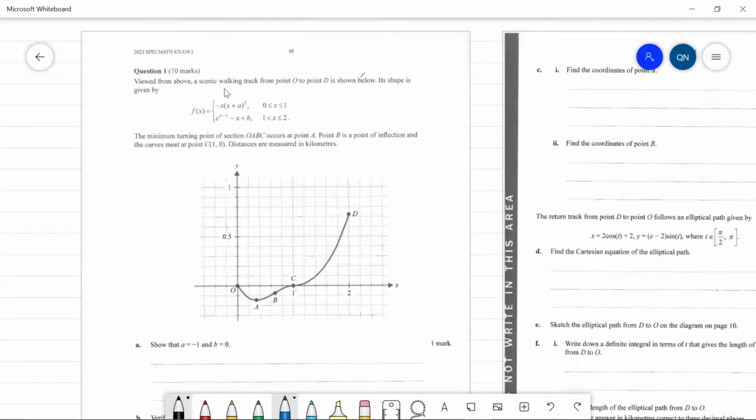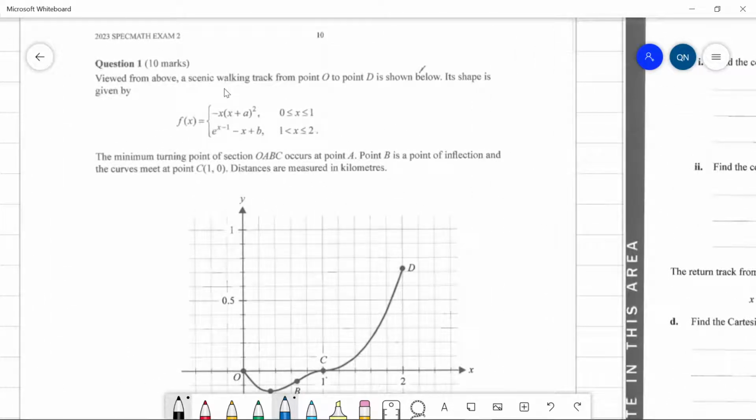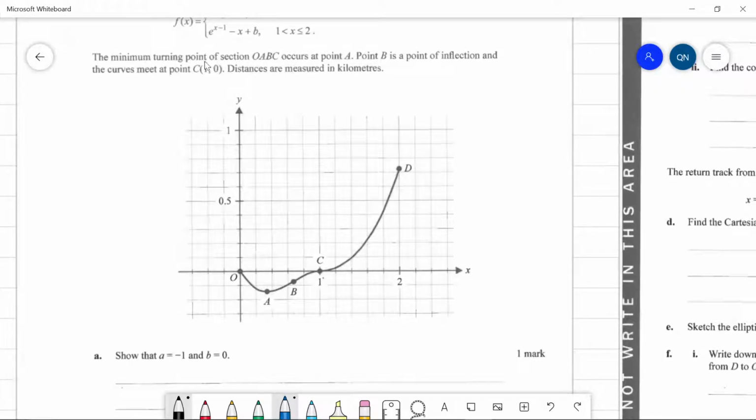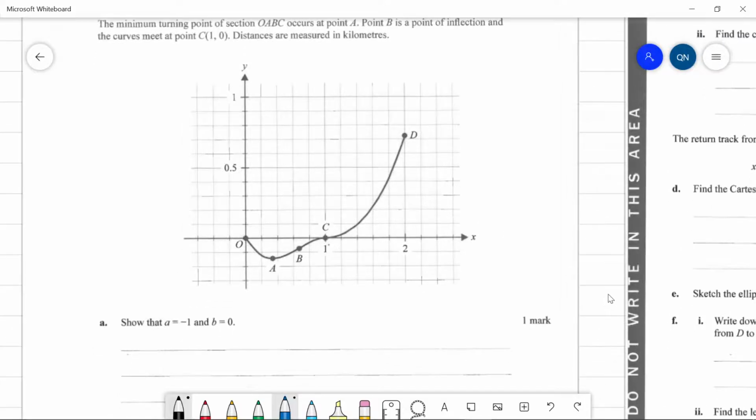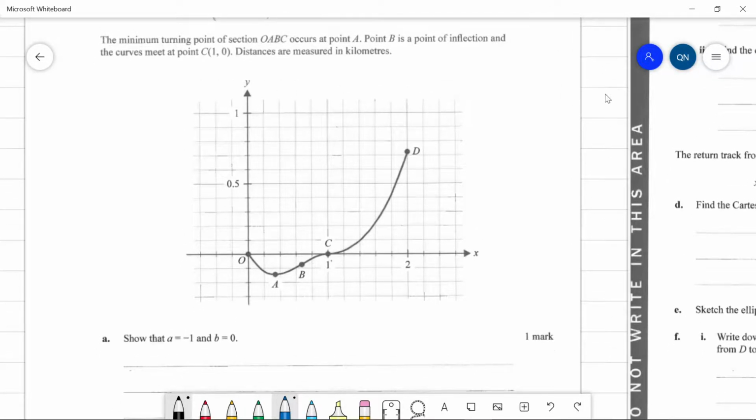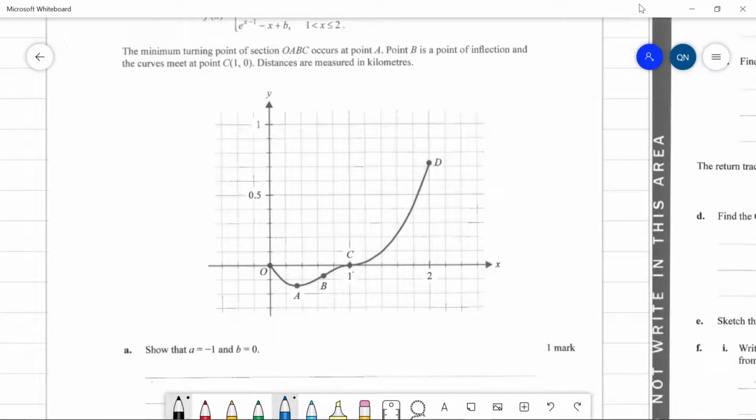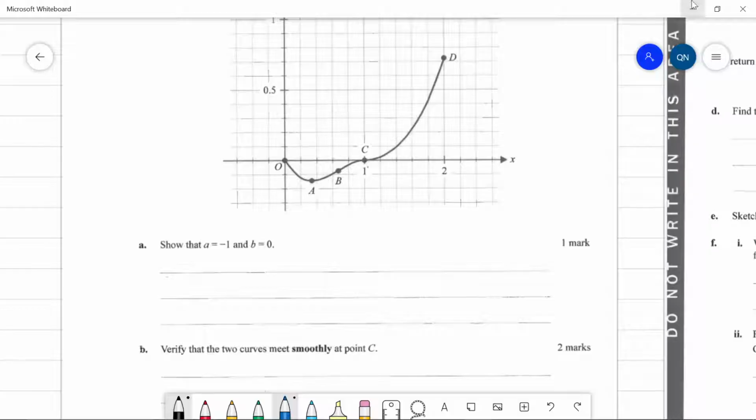So question 1, we have a scenic walking track. It's a piecewise thing with a cubic and some funny exponential function. We have turning points occurs at A, B's inflection, C is where they both meet. Show that A equals -1 and B equals 0. It's probably enough just to make sure that those two parts of the function pass through 1, 0. So maybe we can do it with limits.